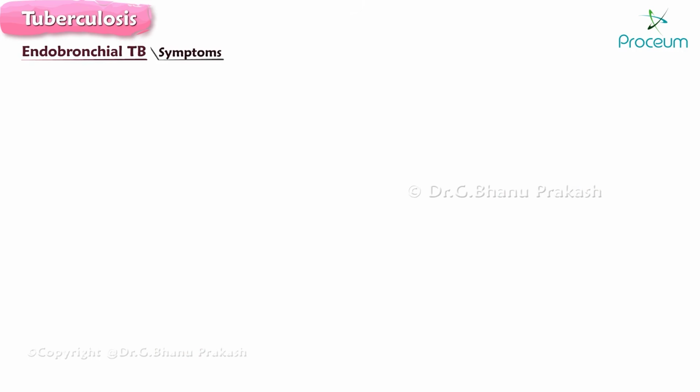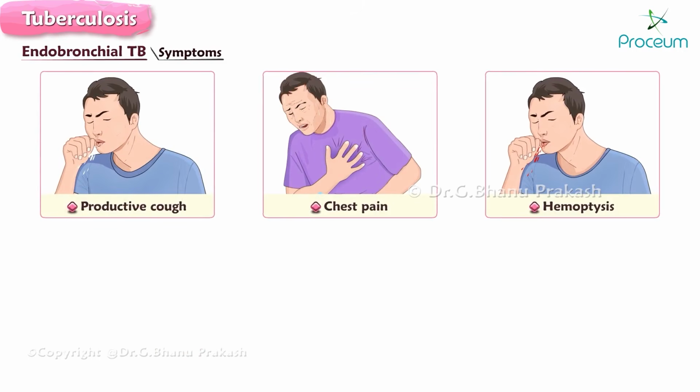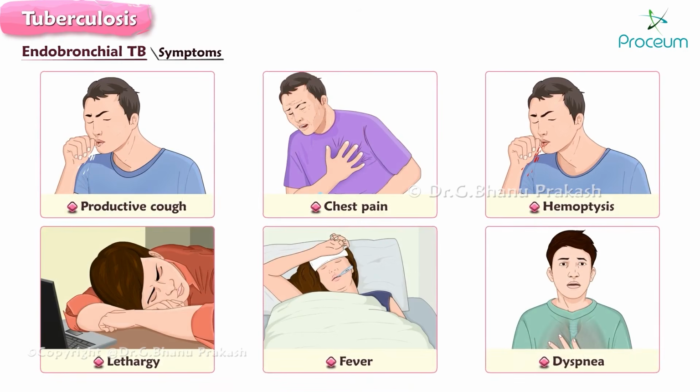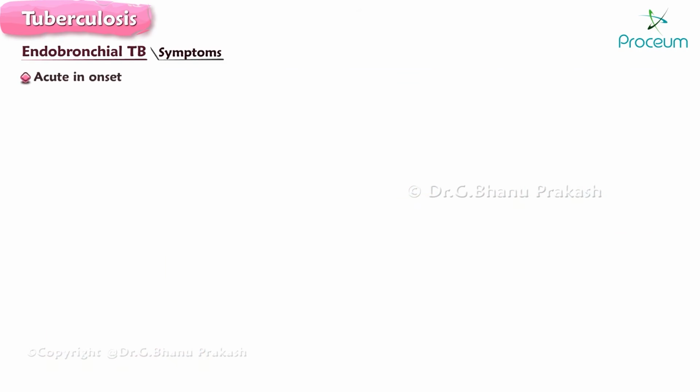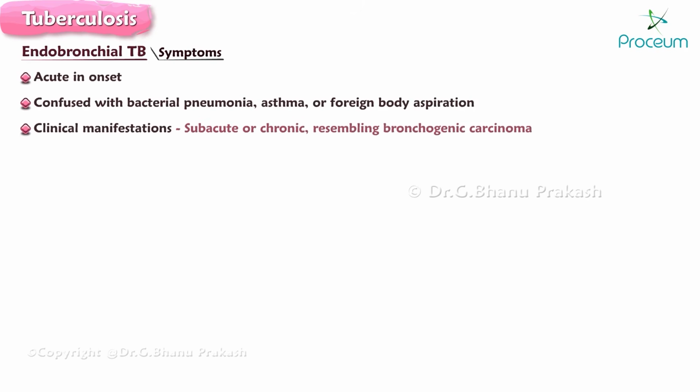Symptoms. Symptoms include a productive cough, chest pain, hemoptysis, lethargy, fever, and dyspnea. Symptoms may be acute in onset and be confused with bacterial pneumonia, asthma, or foreign body aspiration. The clinical manifestations can also be subacute or chronic, resembling bronchogenic carcinoma. A barking cough is seen in approximately 2/3 of patients with the endobronchial disease, often accompanied by sputum production.